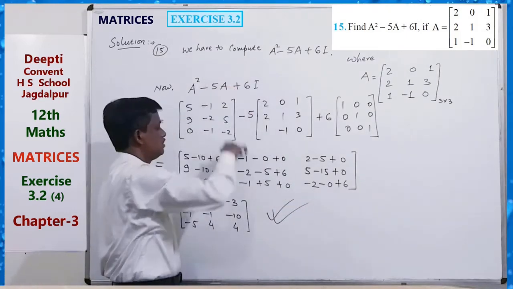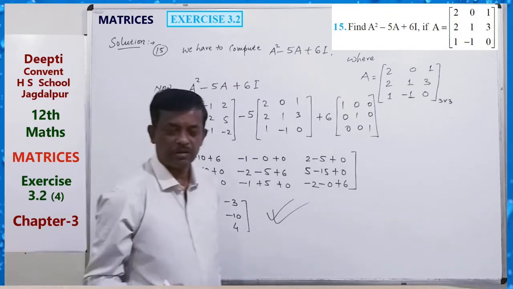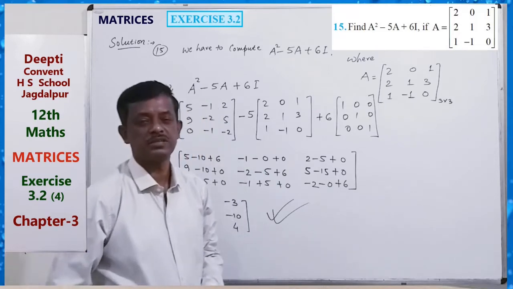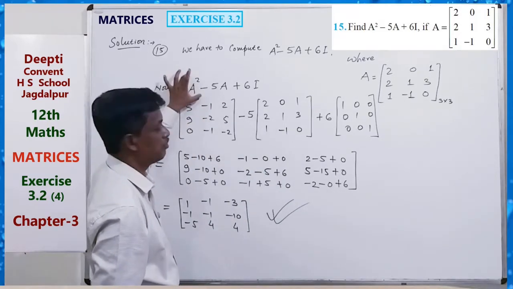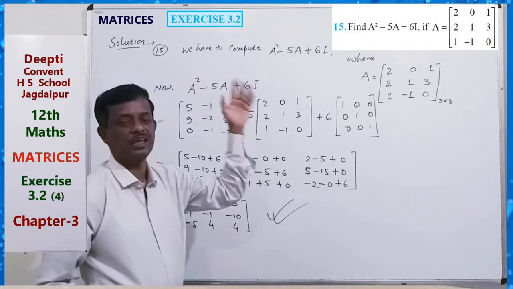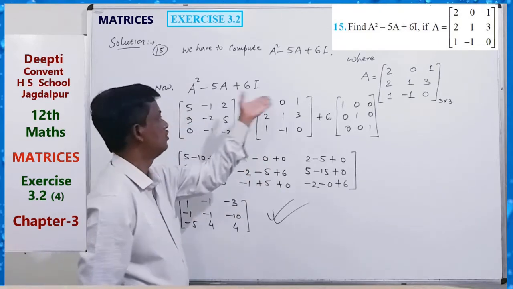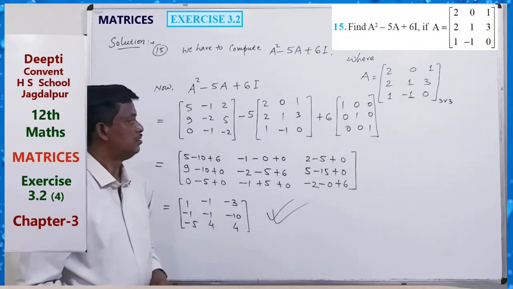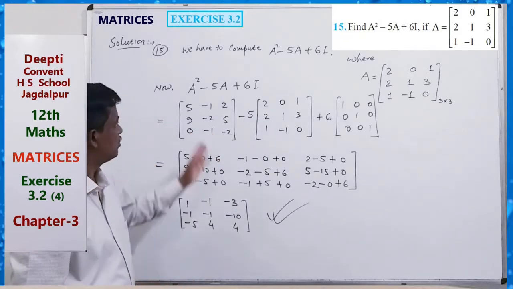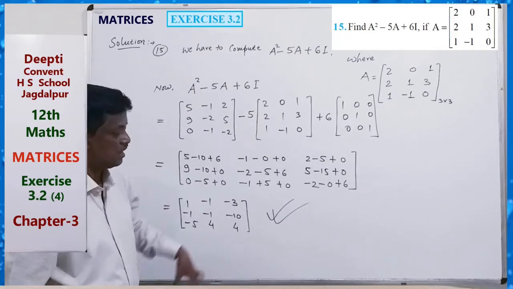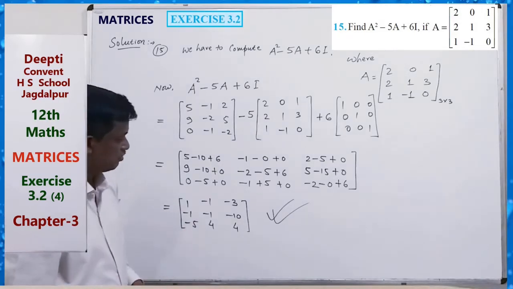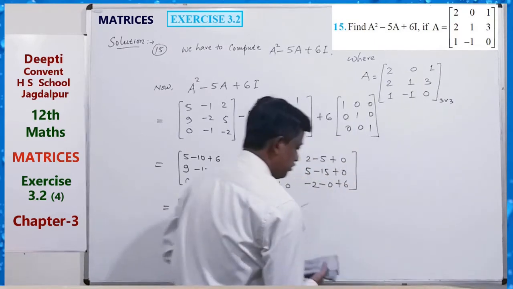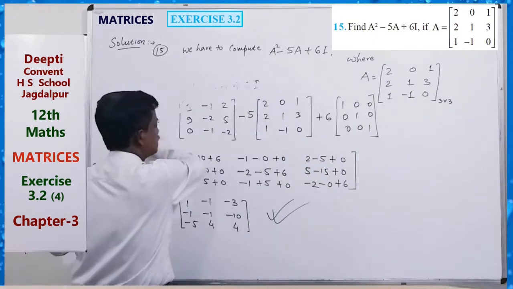Its value is this. So for computing a matrix polynomial or matrix expression, you have to first find the power terms, A square, A cube, and then use the identity matrix also, and use all the matrix values, and just add and subtract. Then you can get the value. Okay, this is question 15.